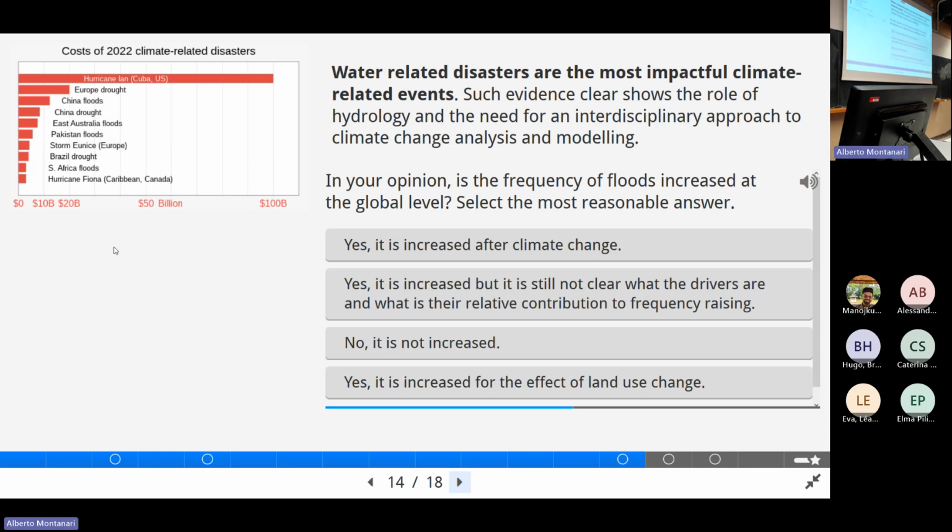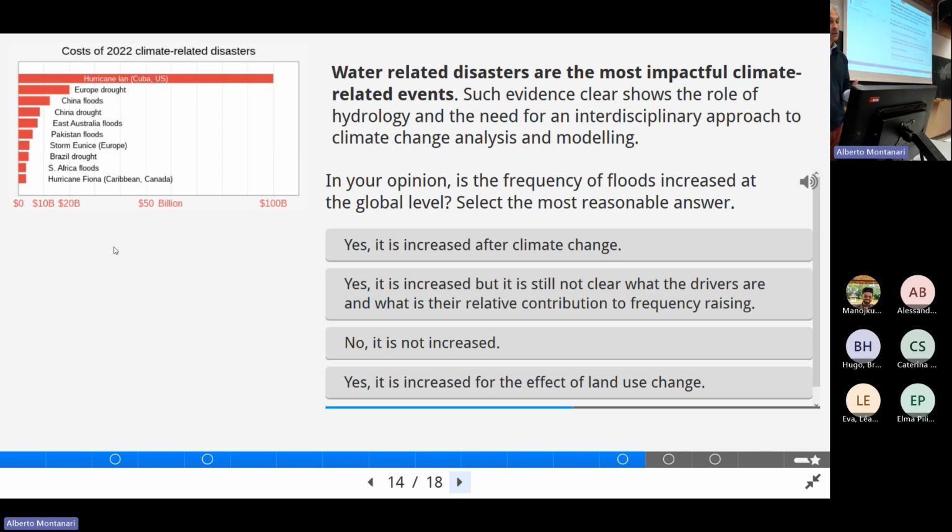Now, on the other hand, water-related disasters are the most impactful climate-related events. So, I said temperature is easier. Fine. Water is not as easy, but unfortunately, as I said, the question is big, because water-related disasters are the most impactful climate-related events. And here you see a picture related to 2022.